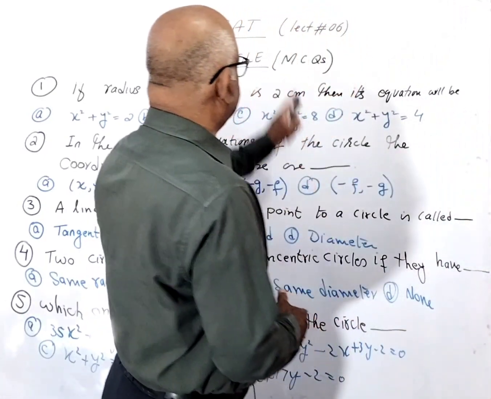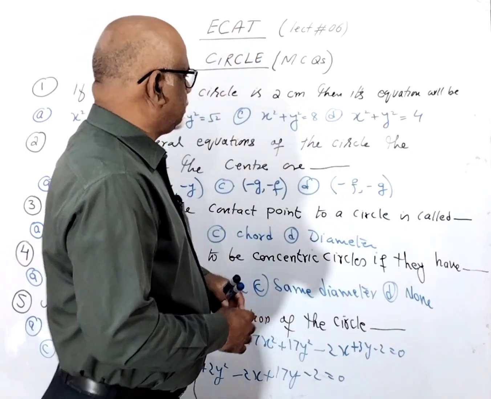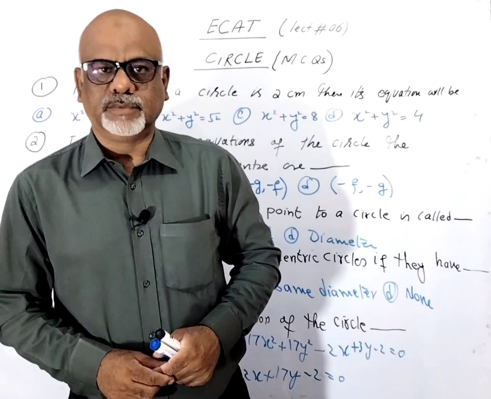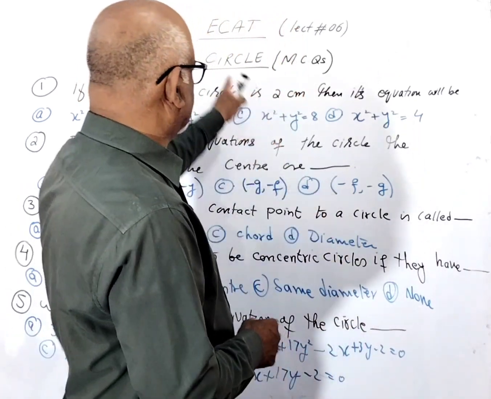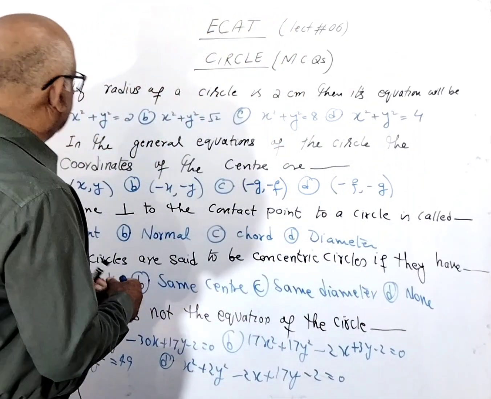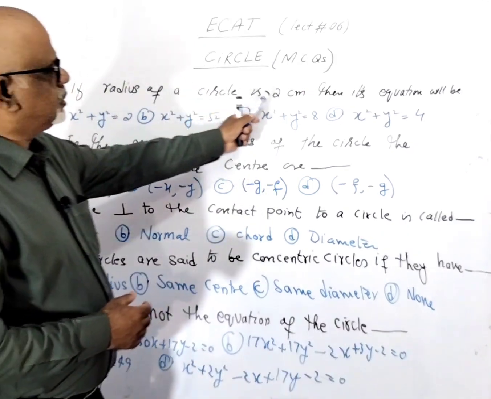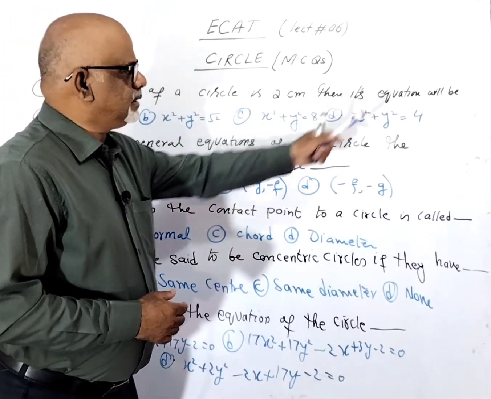Today we have the sixth lecture on ECAT. The topic is circle. We have to discuss some very important MCQs which are related to the circle. Now come to the first MCQ. If the radius of a circle is 2 centimeter, then its equation will be.